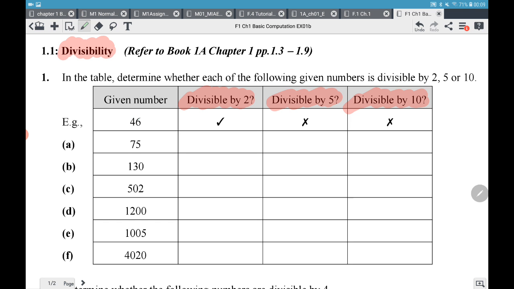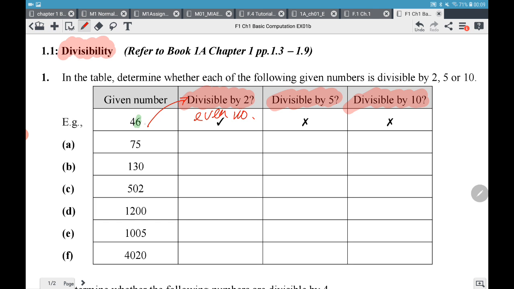last digit. For example, look at the example 46. We just need to look at the last digit. It is 6. For the divisibility by 2, we have to check: is the last digit an even number? So 6 is an even number. That's why we put a tick here. That means 46 is divisible by 2.